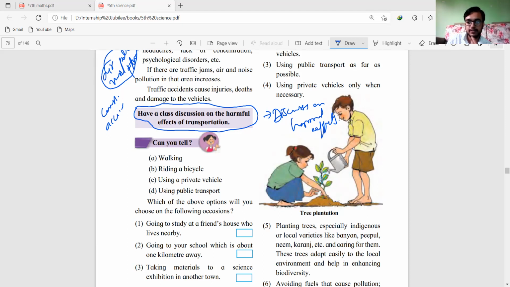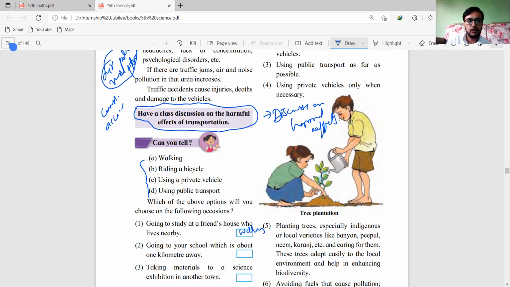Okay, students. Now, can you tell, there are 4 options, right? And which one will we use? Right. Going to study at a friend's house who lives nearby. If he is nearby, what option will we choose? Right. Walking. You will go by walking.